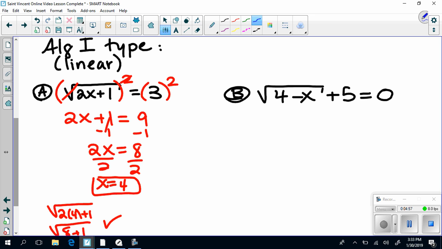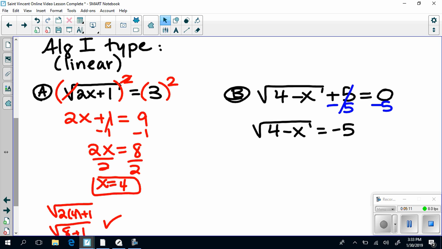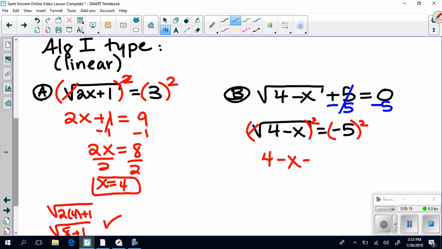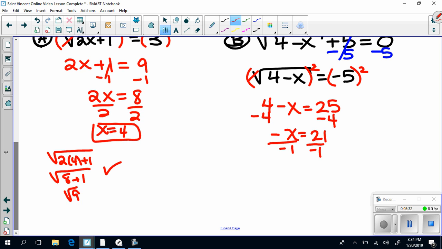Now on letter B, you do have to isolate this equation first. So you do have to subtract 5 first. That's a little trick that people usually forget to do, but you do have to isolate first. Now that the square root's by itself, I can square both sides, and I cross this off, and I end up with 4 minus x equals 25. Subtract 4 from both sides, I get negative x equals 21. Divide by negative 1, and I end up with x equals negative 21.